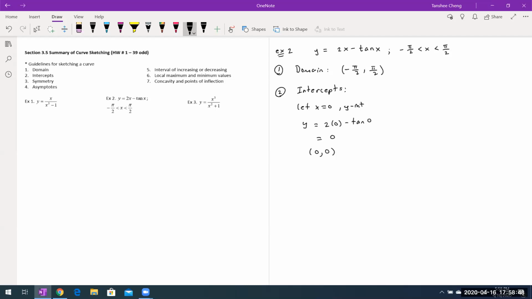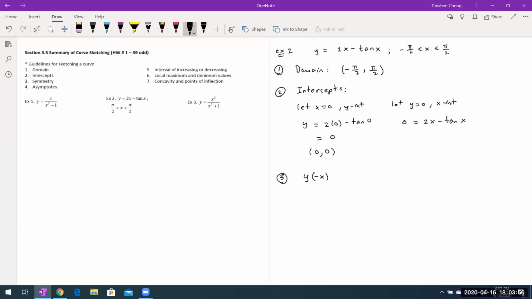No, I should say there's only 1 so far, and I'm not sure my x-intercept is only 1, so let y be equal to 0 to find out what my x-intercept is. That basically becomes 0 equal to 2x minus tangent of x. So that's where you're going to have to use all the techniques that we learned in the past to try to find it out. So let's try to look at this.